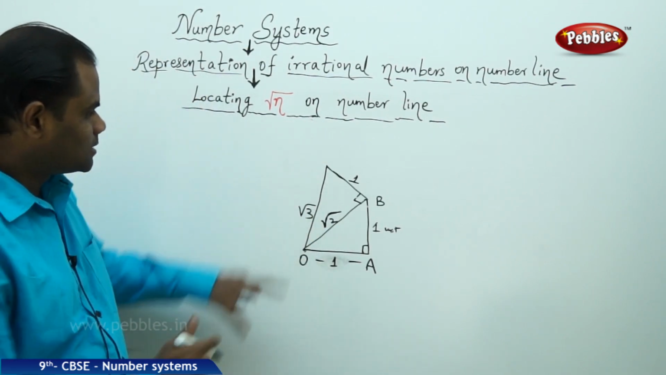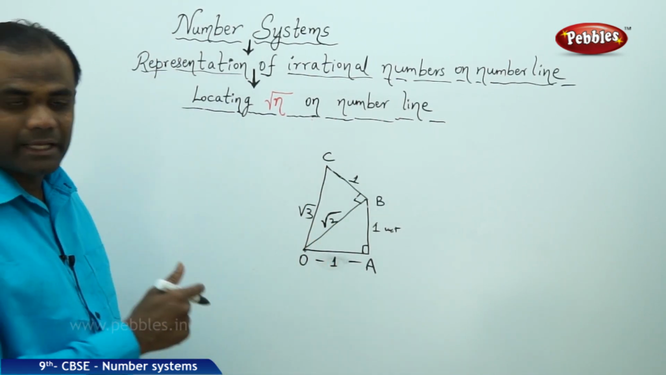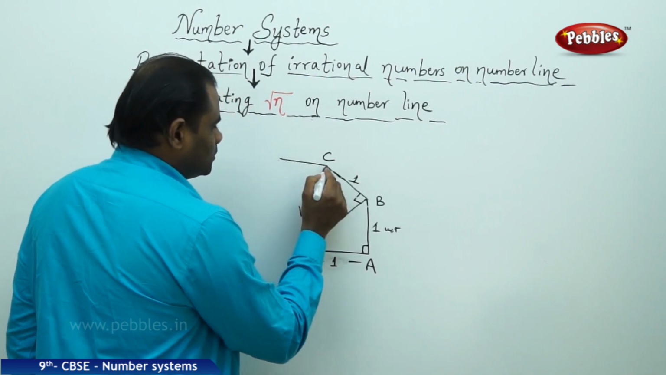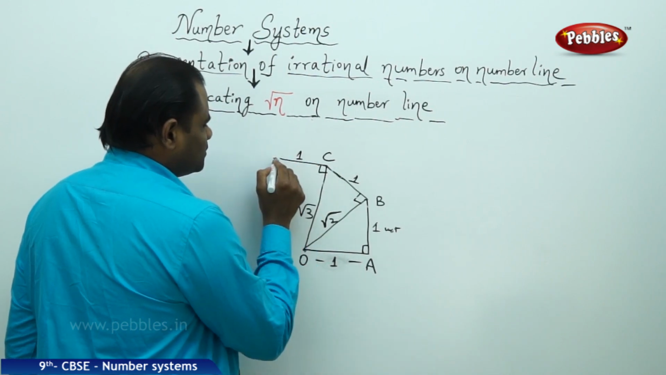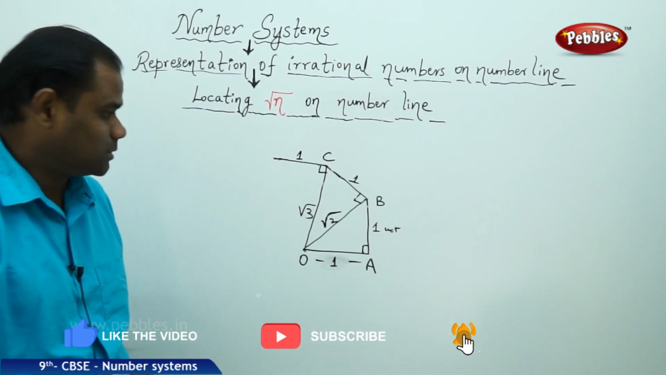Again, taking this as C, OC is root 3, and next I construct a perpendicular at C at a distance of 1 unit, then what I join here will be root 4. Let's see how it comes.